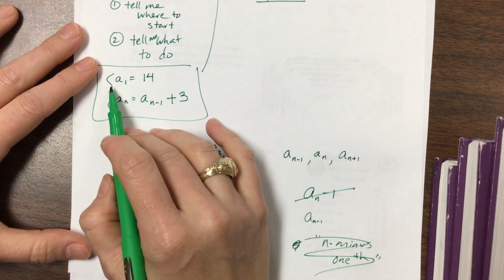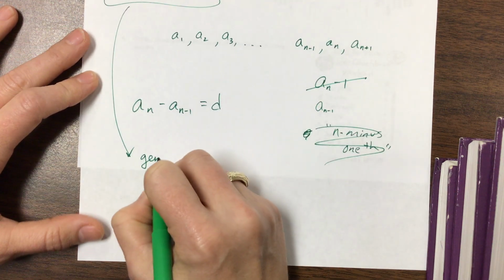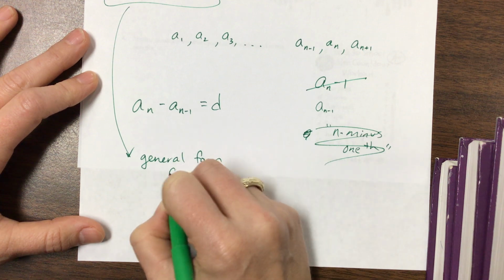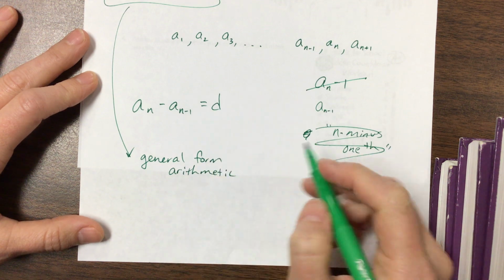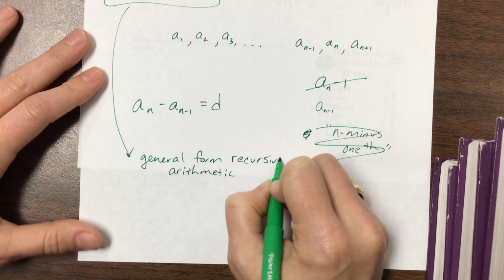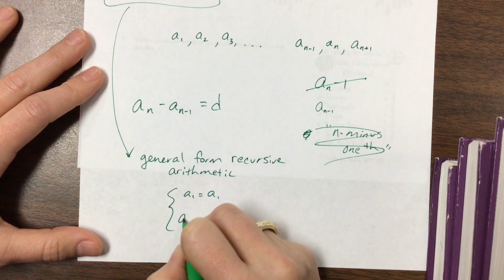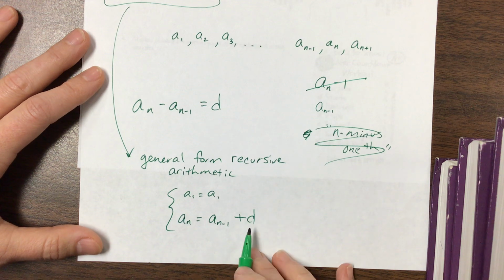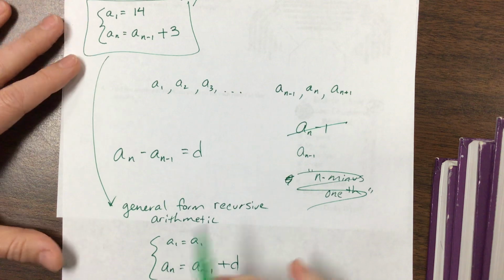So what we have here is the general form for a recursive arithmetic sequence. You have to tell me where to start, so a sub 1 equals whatever that a sub 1 number is. And then a sub n is equal to a sub n minus 1 plus d. So we're going to add that common difference.